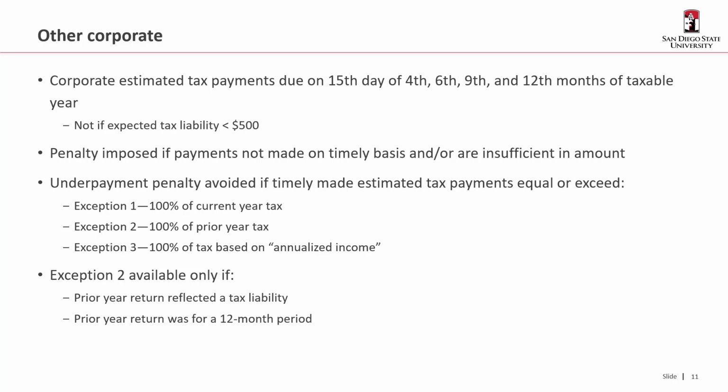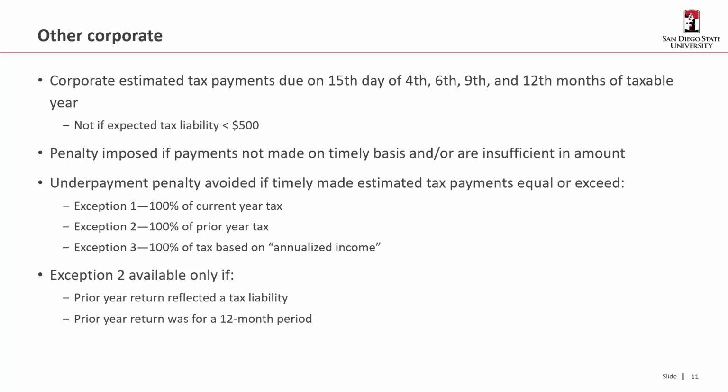Exception 2 is if you pay 100% of prior year's tax liability. So let's say that you're a growing company and you're not really sure what your tax liability is for the current year. You have a safe harbor that says, well, look, as long as I paid as much of the tax that I had last year, I'm okay. And then the third exception is that you pay 100% of your tax based on an annualized estimated income method. And we're going to get there.